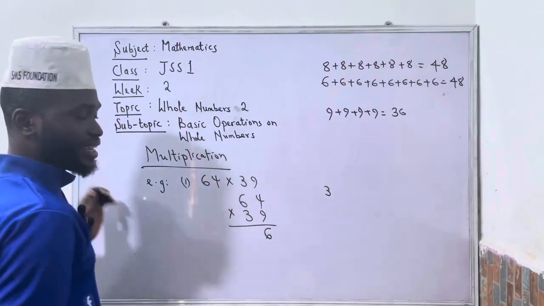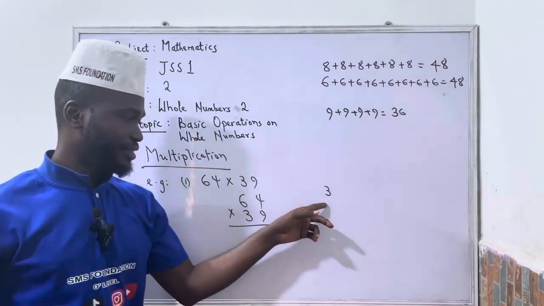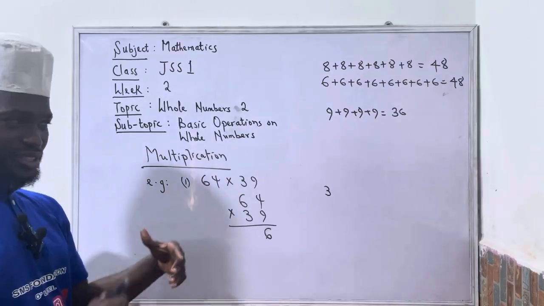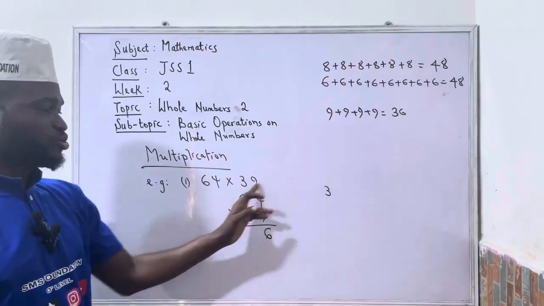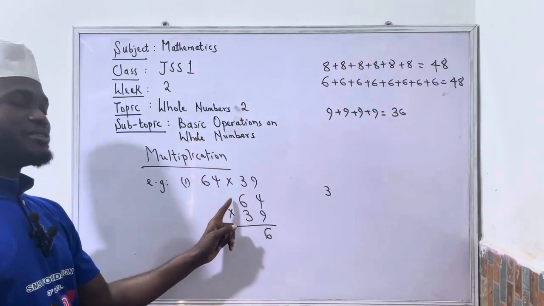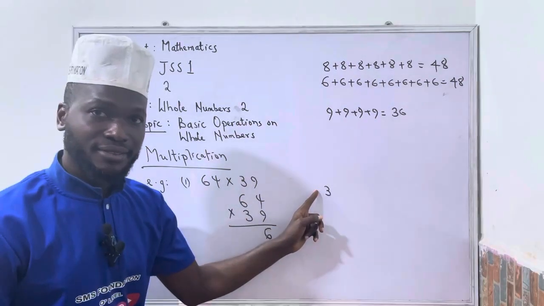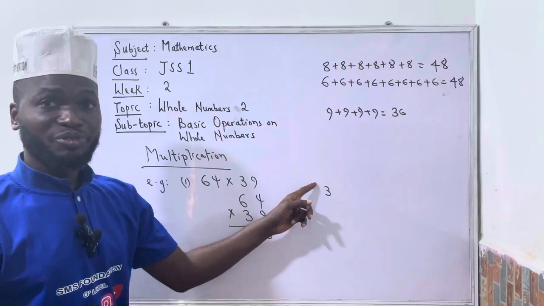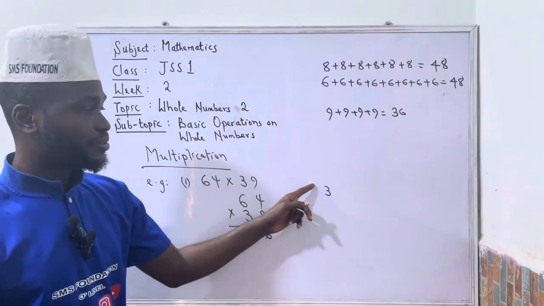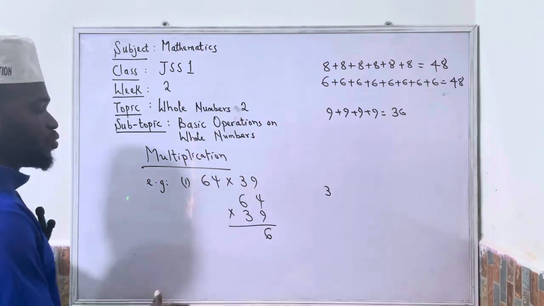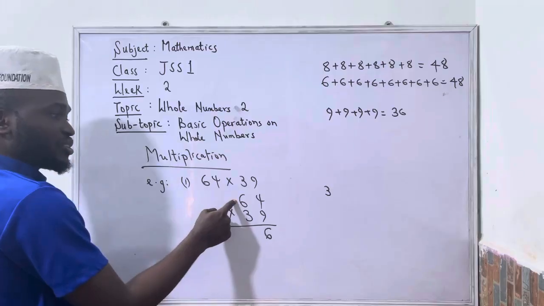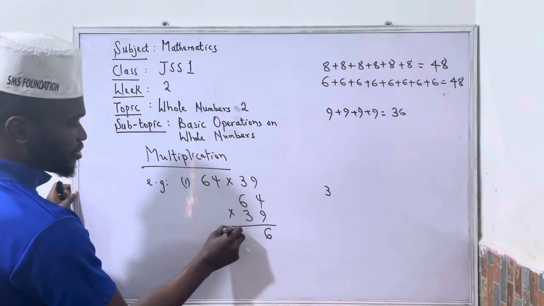Put the 3 aside and put it somewhere, or you put it here. But later you might not need to put it here. So let's do 9 times 6. 9 times 6 is 54. Add the 3. So 54 plus 3 will give me 57. So since this is the last digit on the top, I'll write 57 down.